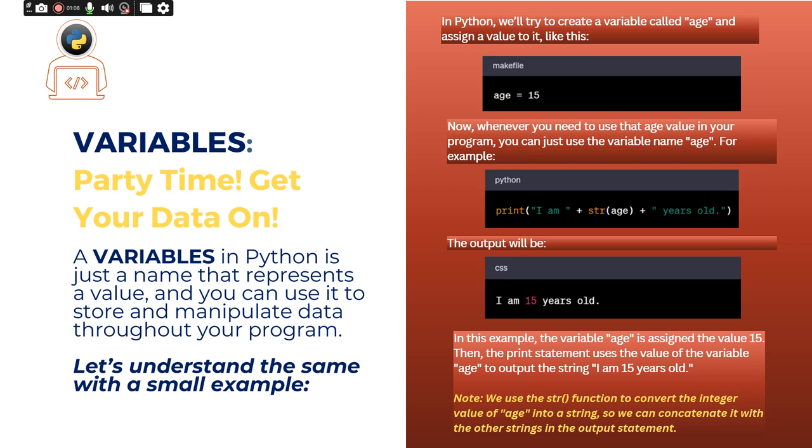Now whenever you need to use that age value in your program, you can just use the variable name age. For example, print "I am". We concatenate using the operator. We will discuss the operator also as part of the elements of function in Python. We use the addition operator, which we use to concatenate in Python.